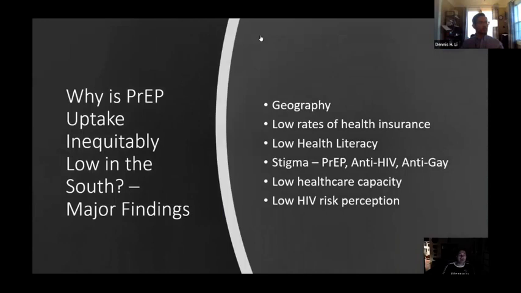We found that some of the group reasons for lower PrEP uptake in the South are the issues about geography, the low rates of health insurance, low health literacy, stigma of all forms, anti-PrEP, anti-HIV, anti-gay stigmas, lower healthcare capacity, and low HIV risk perception in key populations who would benefit from PrEP.